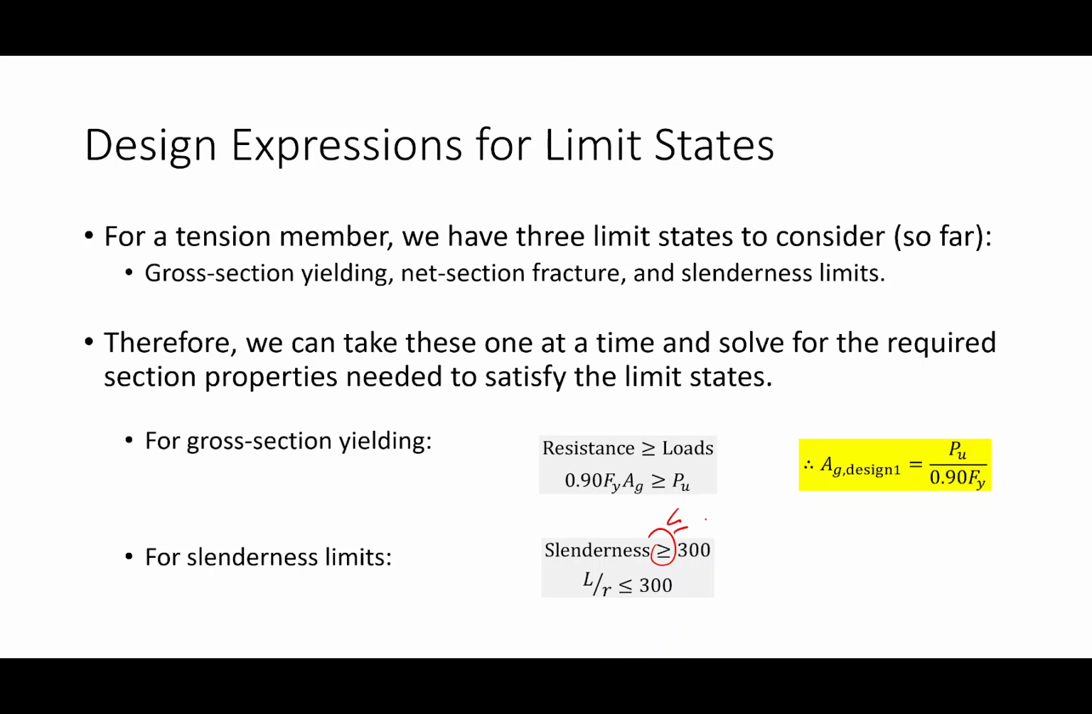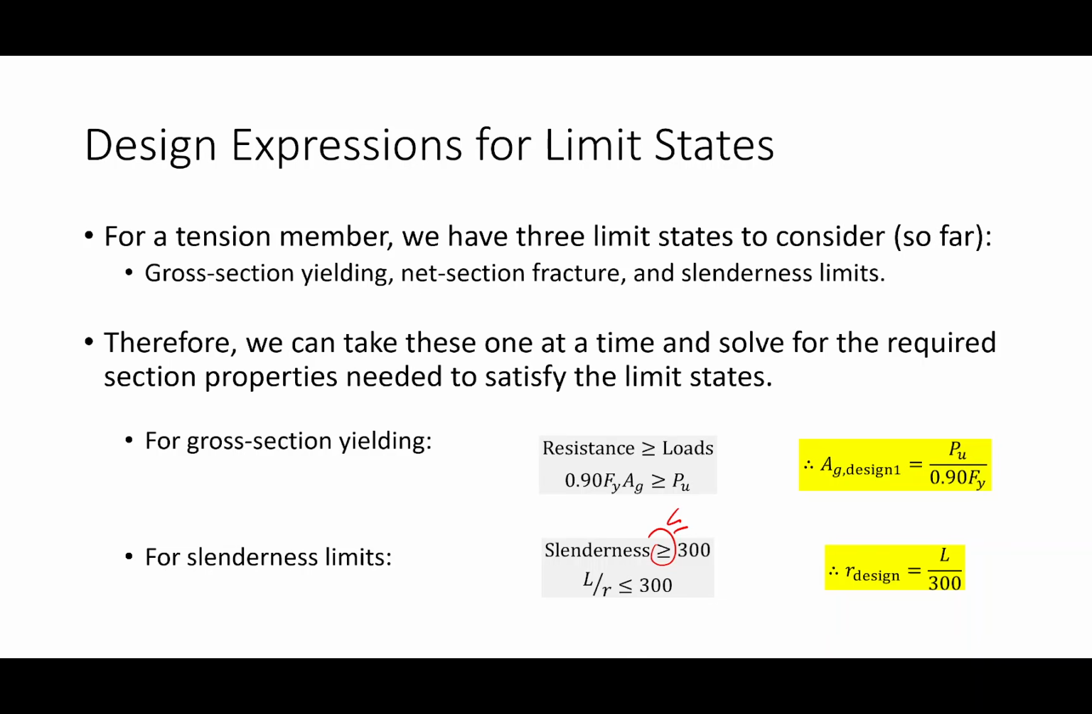That's a typo. The slenderness needs to be less than or equal to 300. L over r needs to be less than or equal to 300. So what I can do is solve for r: multiply both sides by r, divide both sides by 300, and I get a radius of gyration for design purposes of L over 300. Essentially, I'm figuring out these design expressions, these design parameters that'll help me look up sections. Okay? Everybody with me so far?